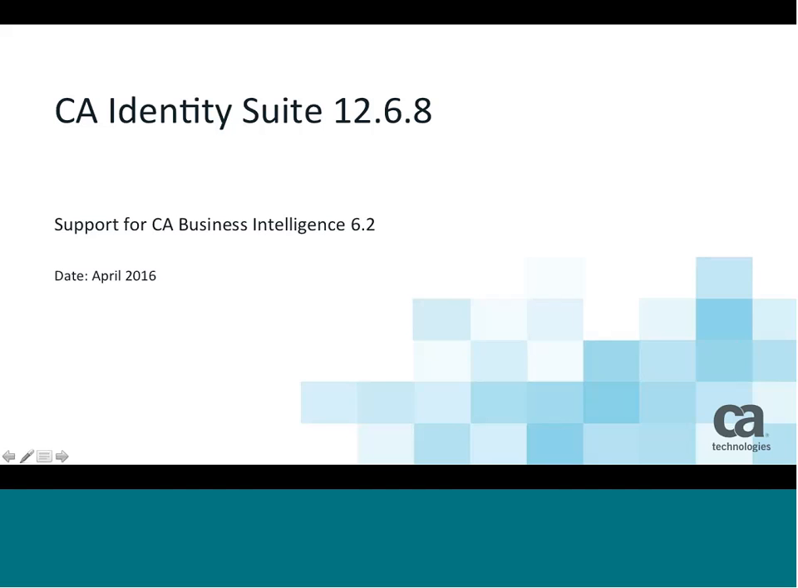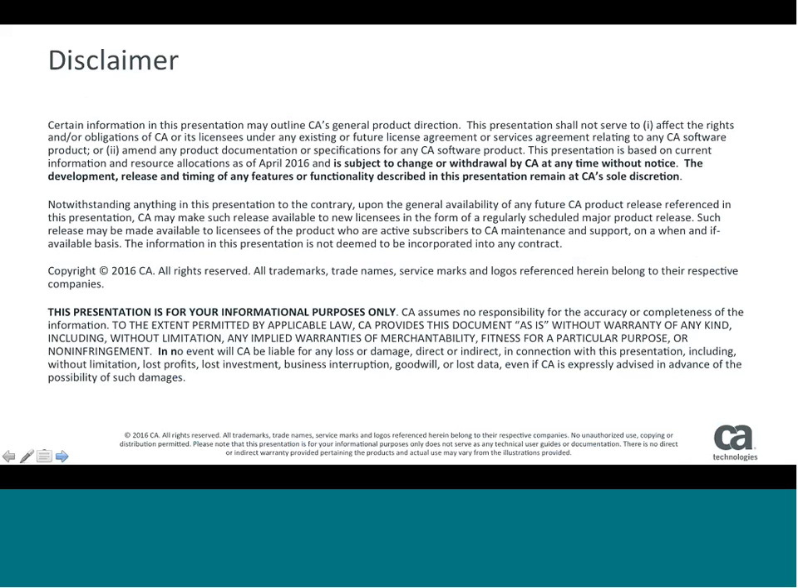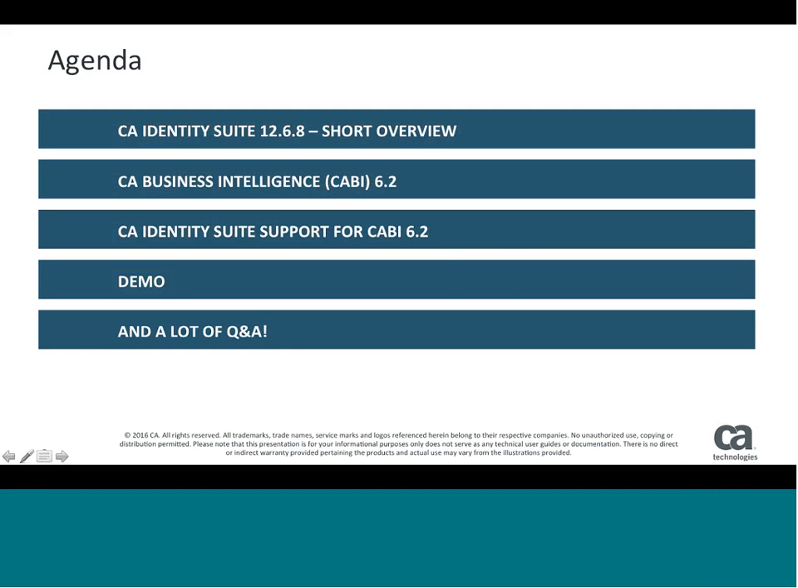Okay, so let's get started. The topic for today is CA Identity Suite 12.6.8 that was just released, and specifically the support within this release for the CA Business Intelligence, or CABI 6.2. There were several communications sent to the community around changes happening to the embedded business intelligence within Identity Manager and Identity Governance, and now it's officially out there. We want to spend the time to introduce it to the team. And again, the discussion is really at the heart of creating this collaboration.